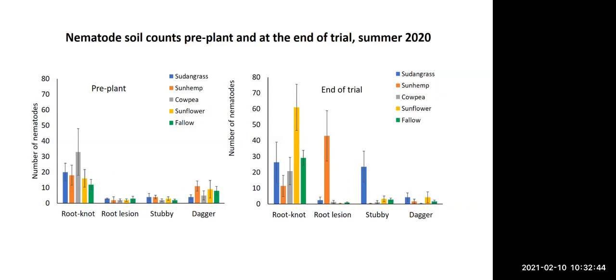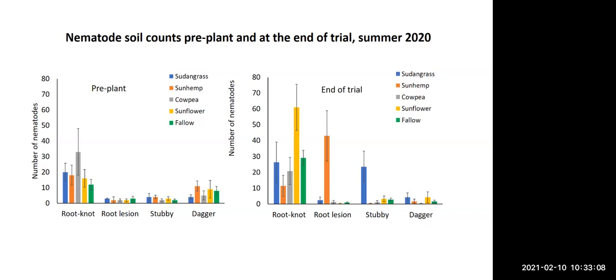At the end of the trial, root knot pretty much increased in most of the cover crops, especially in the sunflower, as you can see. Also in the fallow. Where it decreased was the sun hemp. So sun hemp, poor host to root knot, this is what you would expect. And we also saw this reduction in the cowpea, which is interesting.